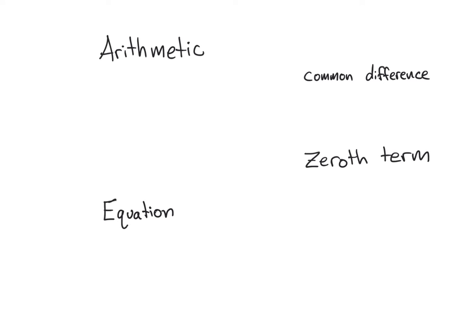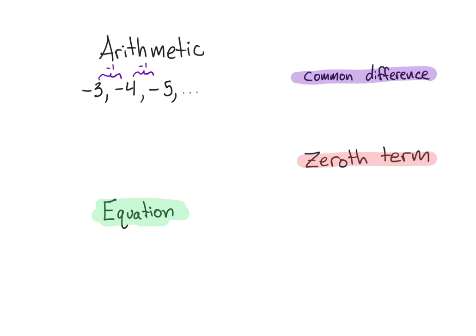Let's try that one more time. Here's a new sequence. Take a moment, see if you can figure out the common difference, the 0th term, and then the equation. Okay, so our common difference here is -1. Following that pattern, since our first term is -3, our 0th term must be 1 more than that, which is -2.